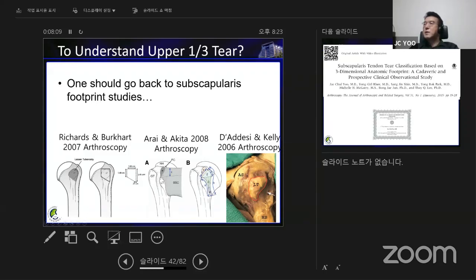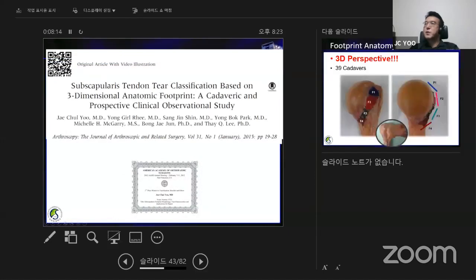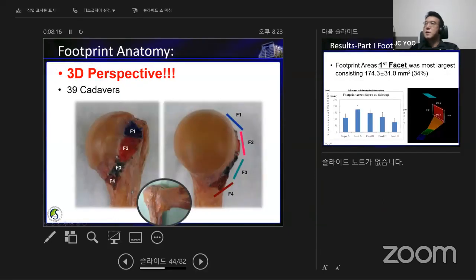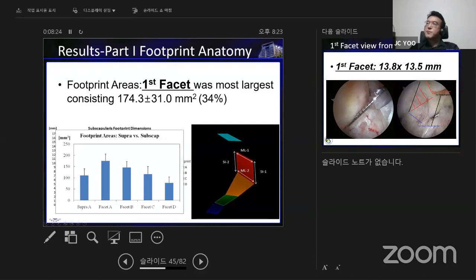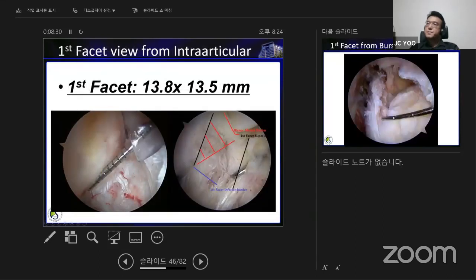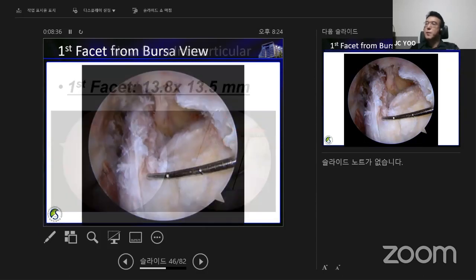But more likely, it's a comma sign. It's like a comma shape, and this appears with our study, looking at this comma shape with 3 or 4 different facets with a 3D perspective. And this first facet is the largest facet, which is 34%. And the first facet is about 14 millimeters times 14, depending on the size of the patient.